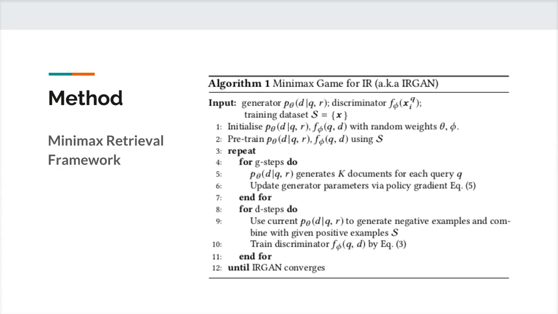The generative model generates k documents for each query q. Now we update generator parameters via policy gradient. This happens for G steps. Then we use the current generator model to generate negative examples and combine them with given positive examples S. Now we train the discriminator, and this continues for D steps. The whole updating continues until IRGAN converges.